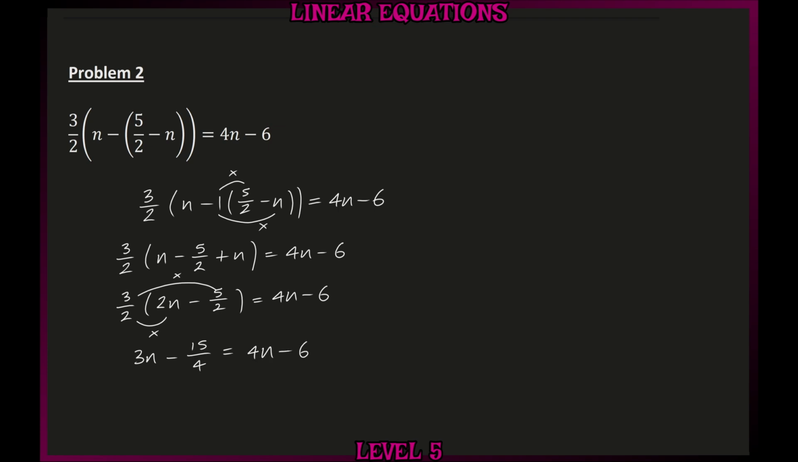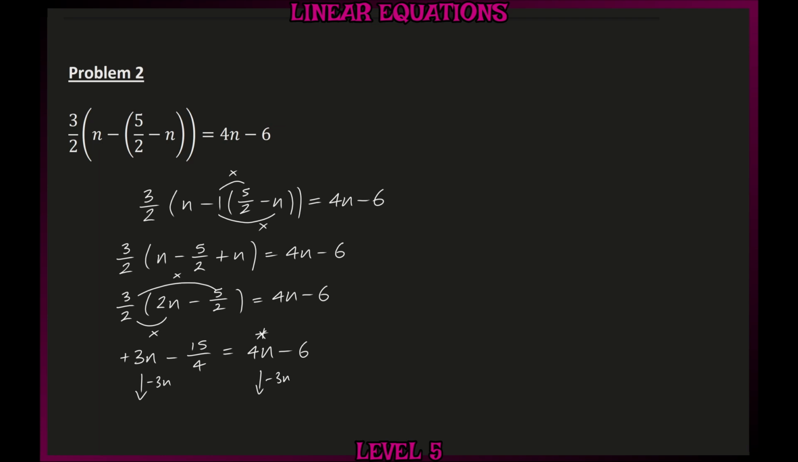Now that we've got rid of all the brackets, we can see that we have unknowns on both sides of the equation, and we start with more on the right than on the left. So we're going to keep our unknowns on the right, which means we want to get rid of the 3n, and since this is a positive 3n, we're going to take away 3n from both sides.